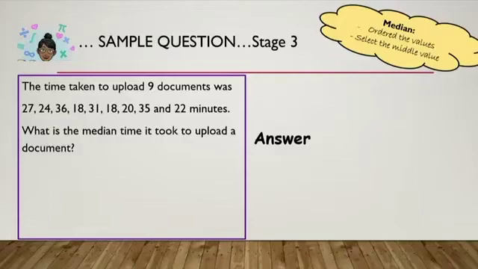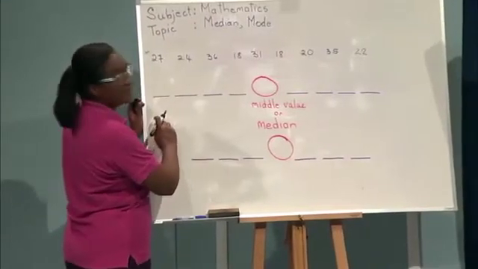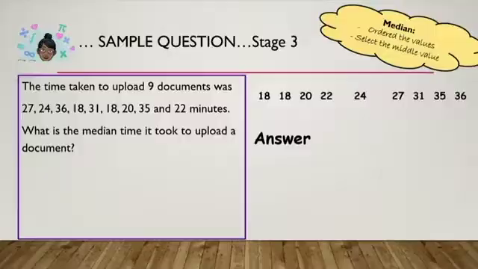So let's arrange them in order. Looking at the board, the smallest number, the least number I'm seeing there is 18 and 18, so I'll put those first. They are not in any particular order. So we're now going to order them. We are starting with the smallest. We could have started with the greatest value as well.